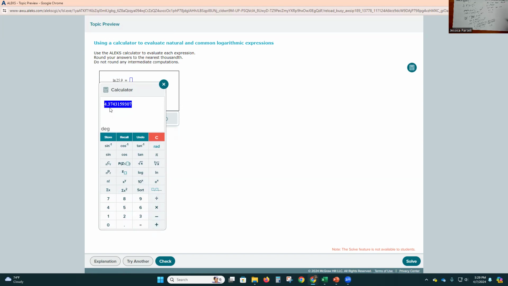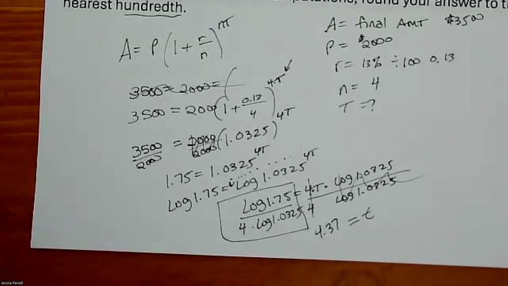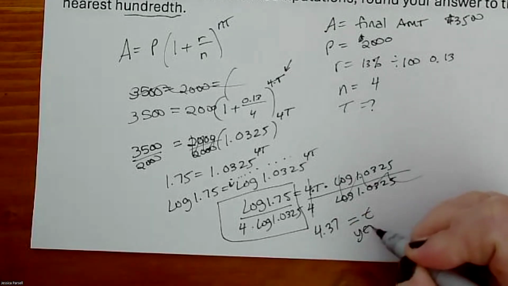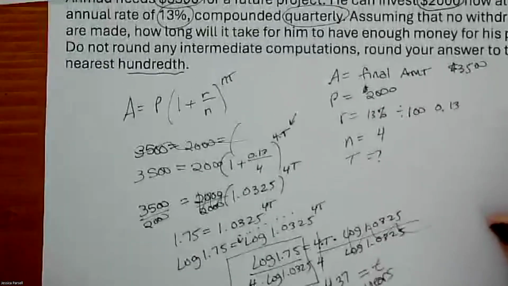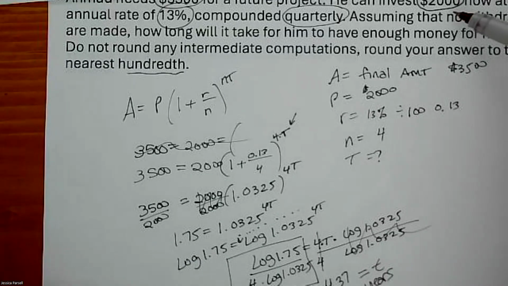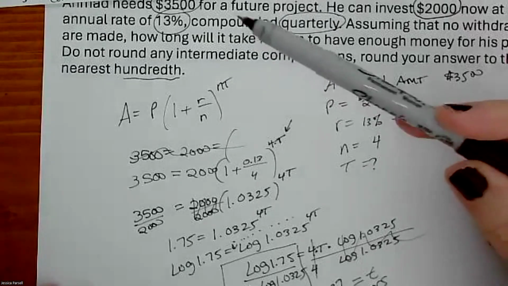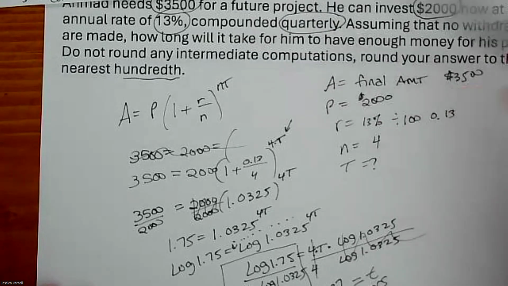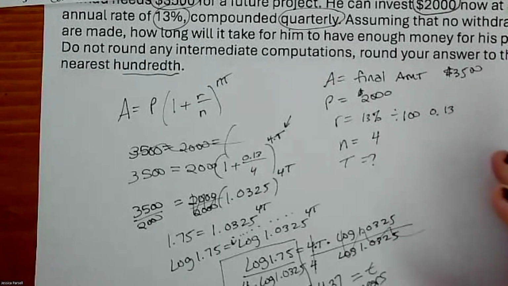It says go out to the nearest hundredth, so I'm going to go 4.37. All right, let me stop sharing. We're over here. So 4.37 years, and that's how long it will take Ahmed to take the 2,000, put it in the bank at 13%, compound it every 3 months or quarterly, and he'll have 3,500 left for the project.